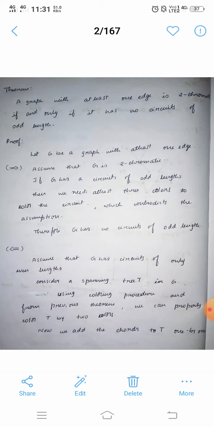Now we add chords to T one by one. What are chords? The edges of the graph G which are not in the spanning tree. To complete the graph from the spanning tree, we have to add the chords. Now one by one we will add the chords to the spanning tree.